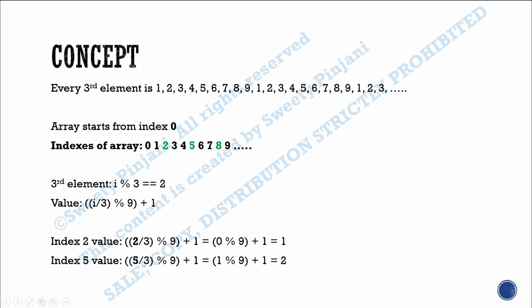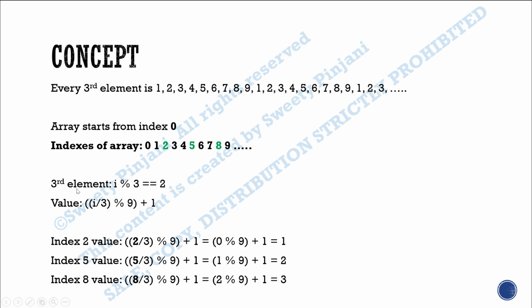Now if you take index 5, 5 divided by 3 will be 1, modulo of 9, plus 1. 1 modulo of 9 will be 1, plus 1, it will be 2. So value of index 5 is 2 and value of index 8 should be 3. If you go with this equation and see, 8 divided by 3, modulo 9, plus 1. 8 divided by 3 you will get 2, modulo of 9 will give you 2. 2 plus 1 is 3. So the value of element 8 is 3 and so on.